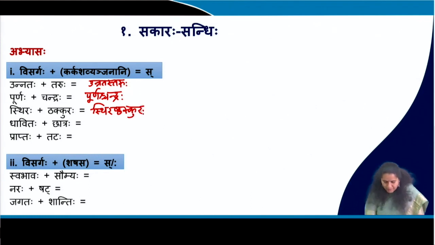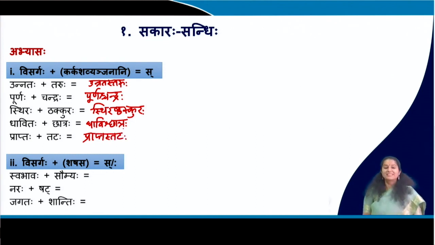Thakuraha. Astu. Punaha tatra dhavitaha chhatraha kim bhavishyati? Dhavitash chhatraha. Uttamam. Antimam praptaha tataha. Uttamam. Praptas tataha. Astu. Spashtam asti. Agre pashyama.